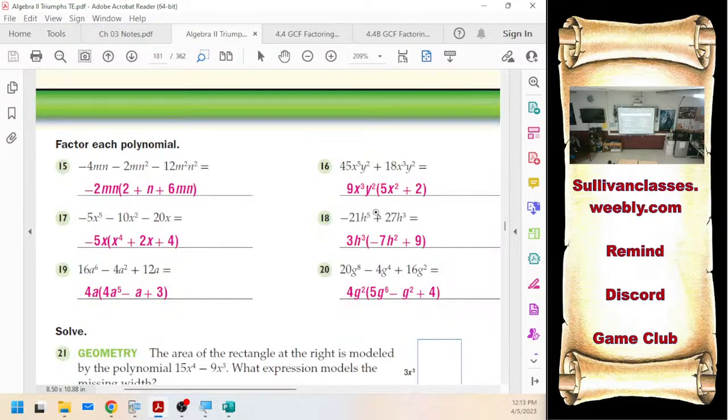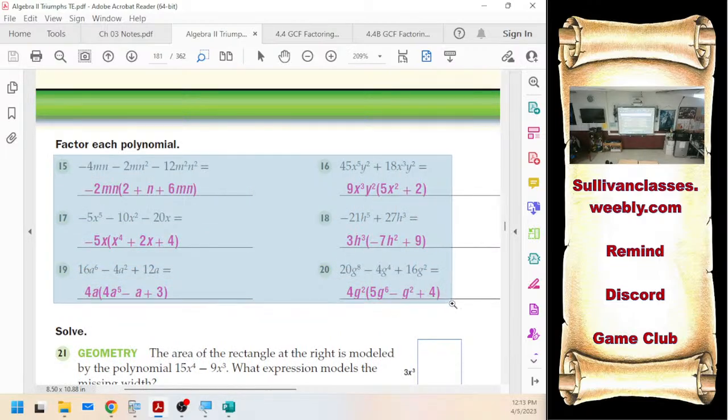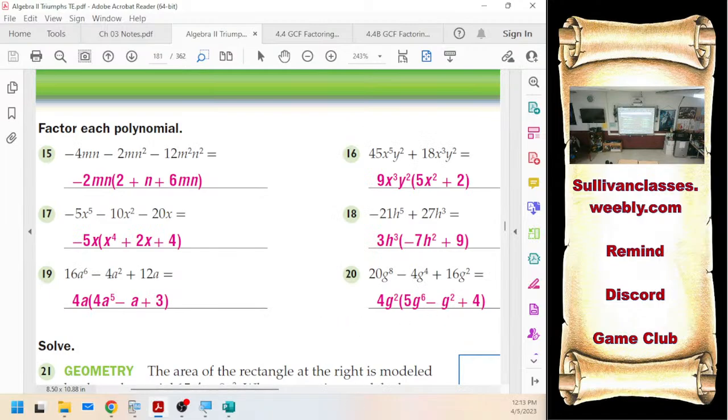Now, by all means, having the answer so that you can do the work to check it, that's one thing. Just make sure you're not trying to BS your way through it. Okay. 15 through 20.